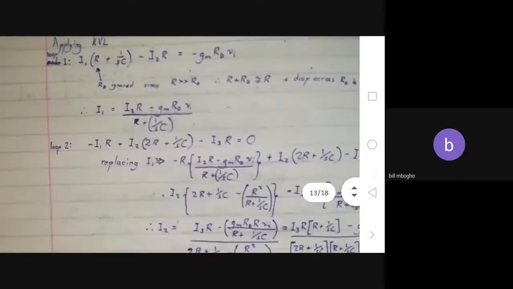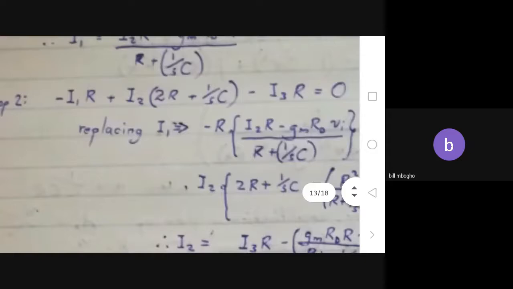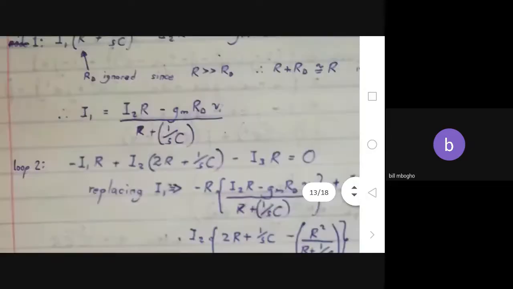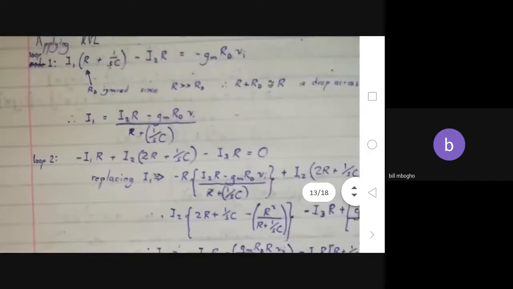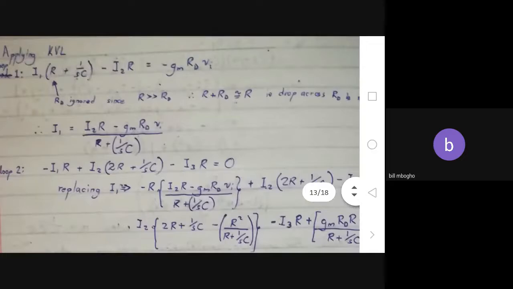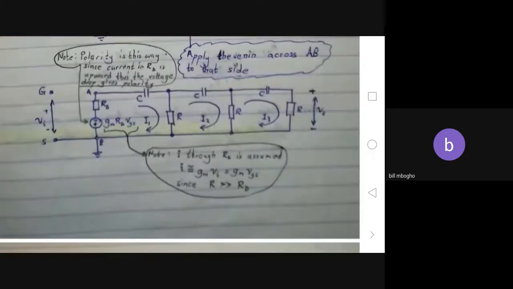So with that calculation, you can get I1 in terms of I2 and the voltage input. Then you go now to loop 2 and do the exact same thing, which is loop 2 here. It has I2 going through R, C, and R.